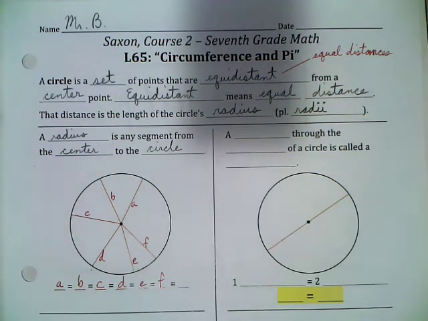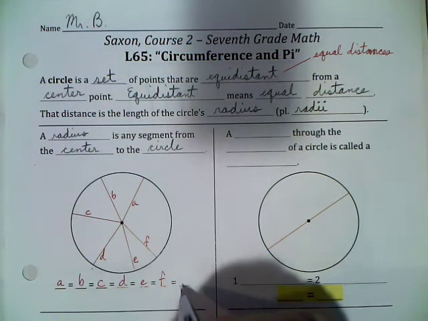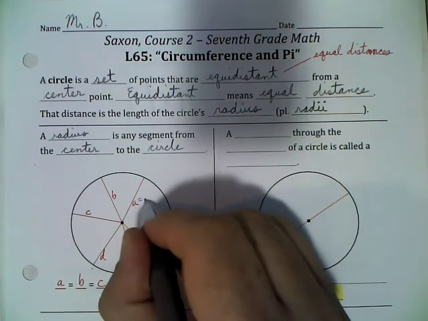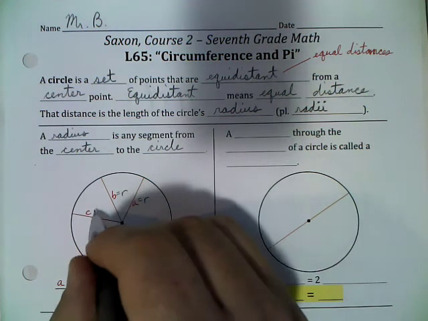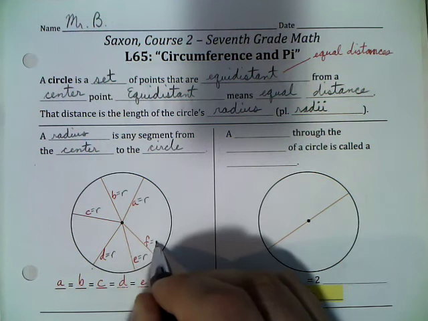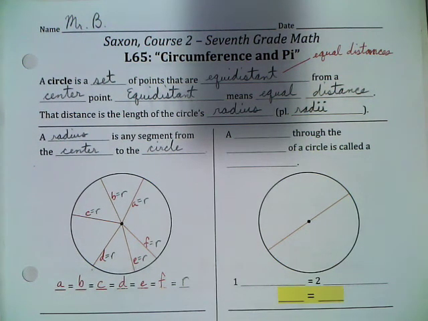And so since these are all equal, we just sum this up usually with one letter, and we just call it the radius, usually just call it R for radius. So A is really R, B is R, C is R, D is R, E is R, F is actually R. It's all the same length. And of course, we could draw more in. We could draw an infinite number of radii in, and they would still all be the same length.